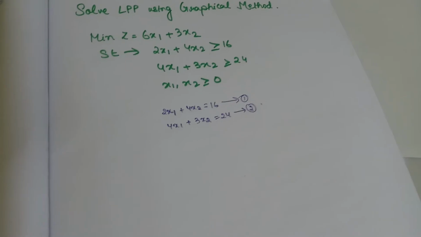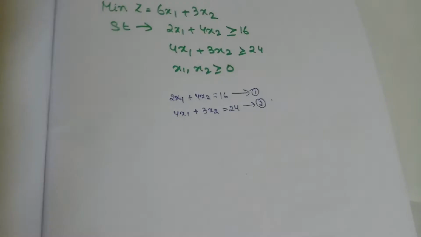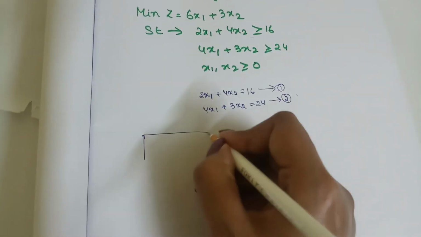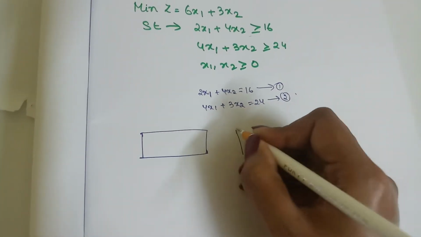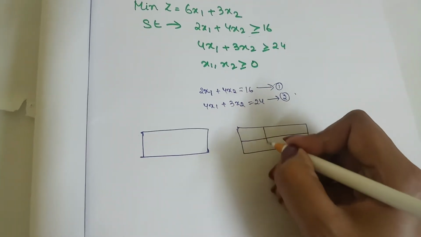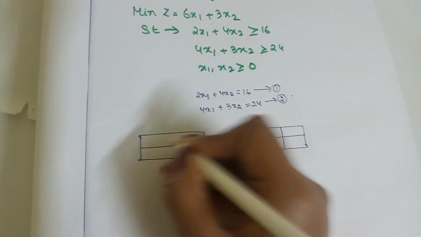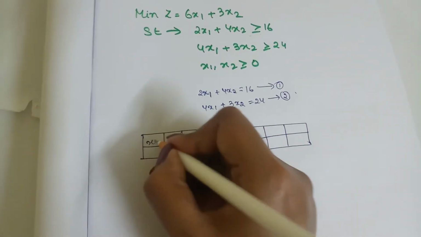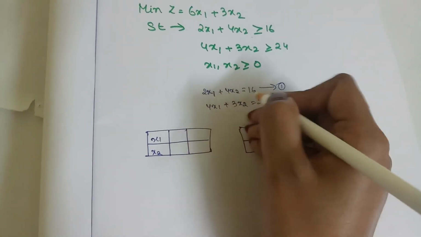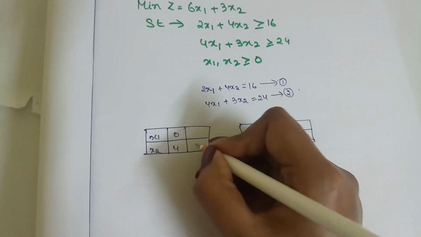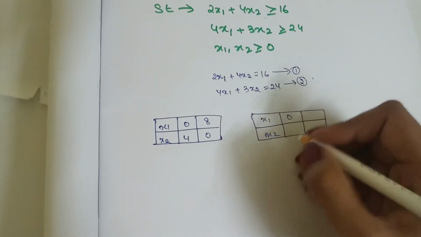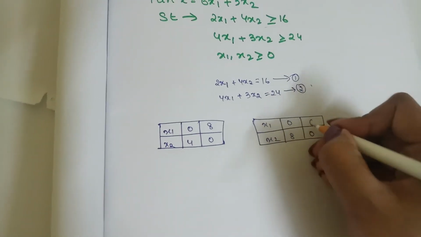So my next step is I'm going to create two rectangular boxes and find the individual values of x1 and x2 for each constraint. Okay, as you can see, I am drawing it. Yeah, it's done. Right, so x1, x2, x1, x2. So when x1 is 0, x2 is 4. When x2 is 0, x1 is 8. When x1 is 0, x2 is 8. When x2 is 0, x1 is 6.